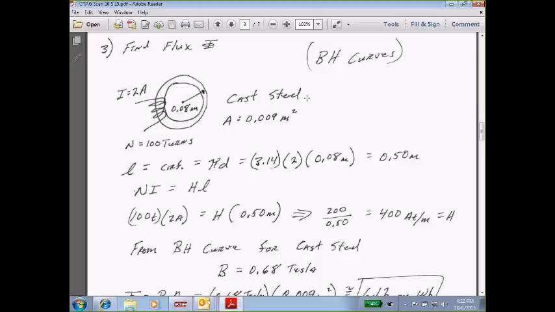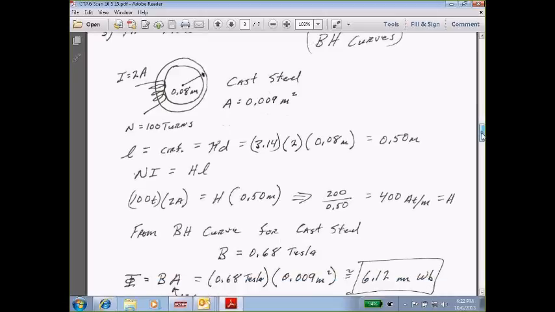There are also sheet steel and cast iron and so on and so forth. Most textbooks would have a set of BH curves in the section on magnetics. I did not make a copy of the BH curves, so I'll just give you that information as we go along with these problems.